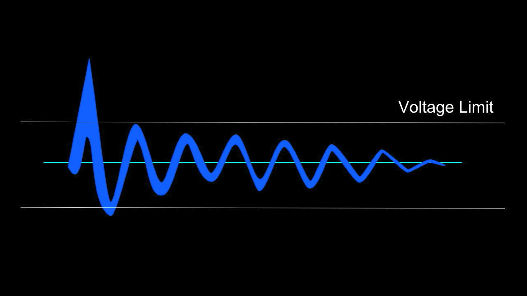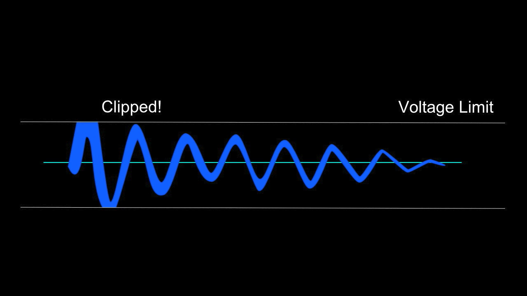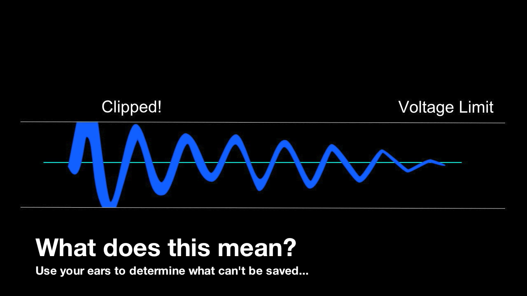Very short clipping, whether it's tube, solid state, or digital, is usually innocuous. A loud short spike such as a snare drum probably won't suffer much from being clipped. So in some cases, the digital meters might show clipping, but it's not worth worrying about. So what does this mean? We need to use our ears in determining what is detrimental when clipped.